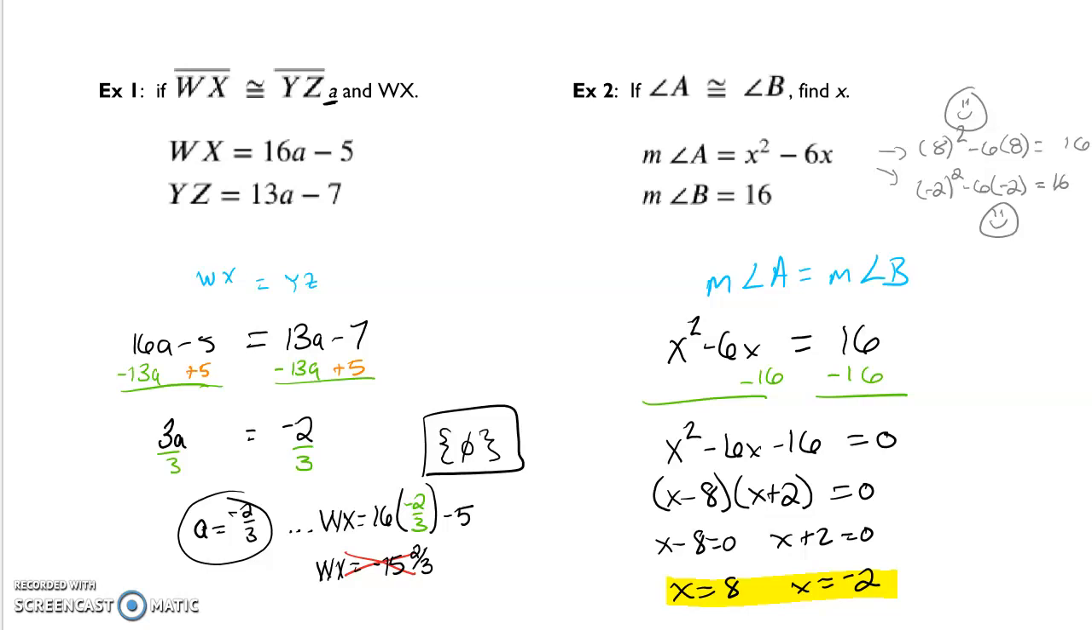Okay, and so that worked, and then I did the same thing with negative 2, and it got 16. That also worked. There are two solutions to this problem.